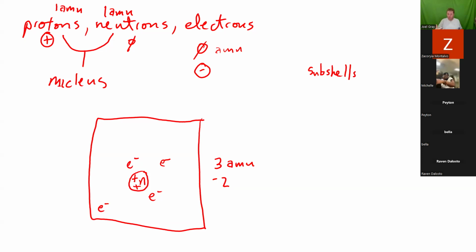Now, they get more complicated. Does anyone remember the shape of the S orbital or the S subshell? I'll give you a hint. It starts with an S. Sphere. Perfect. Okay. Next up, the shape of the P orbital. I'll give you a hint. Dumbbell. Perfect. Wonderful.